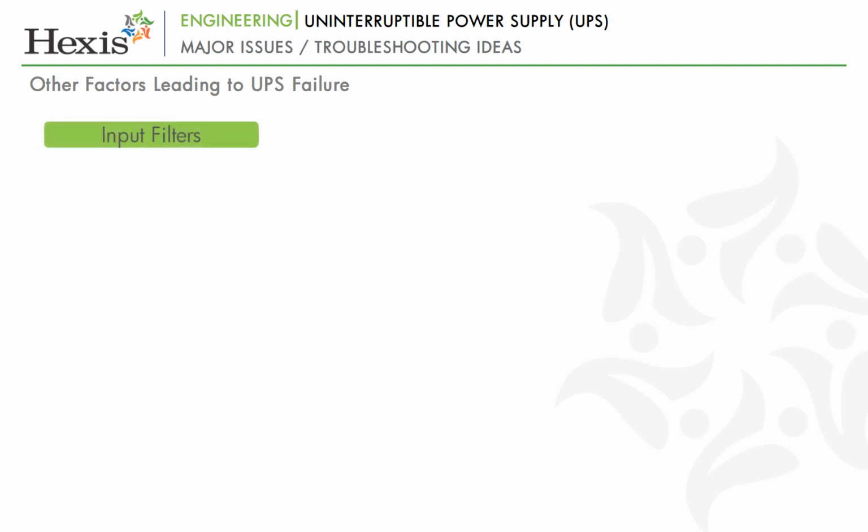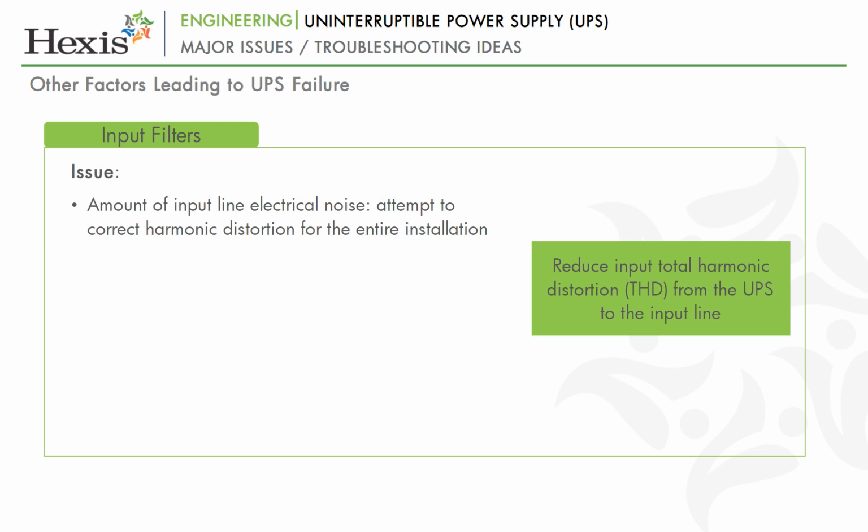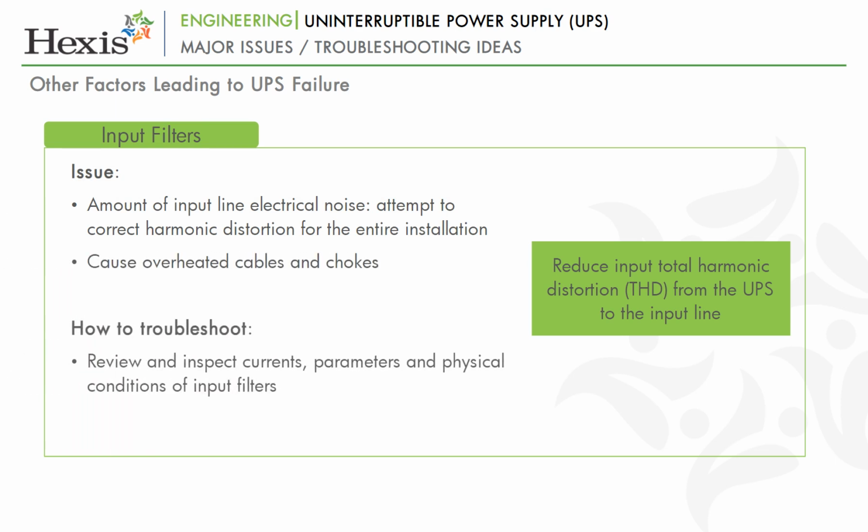The input filter is used to reduce input total harmonic distortion, that is THD, from the UPS to the input line. However, depending on the amount of input line electrical noise, the filter may attempt to correct harmonic distortion for the entire installation, causing overheated cables and chokes. Thus, the current parameters and physical conditions of input filters should be reviewed and inspected.